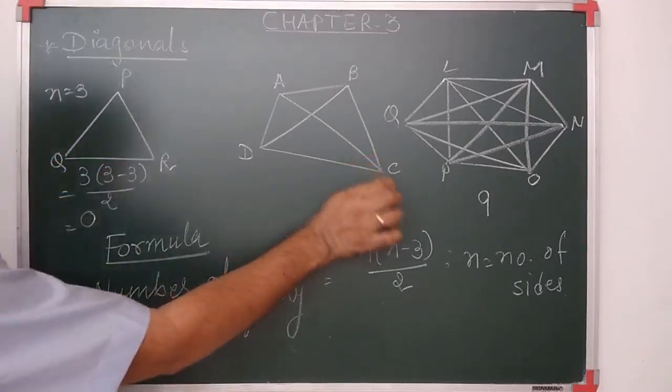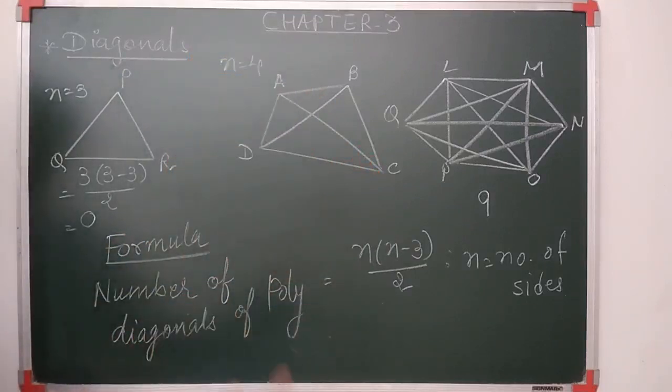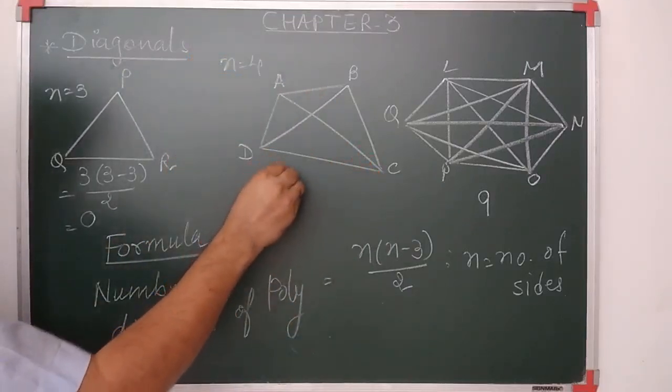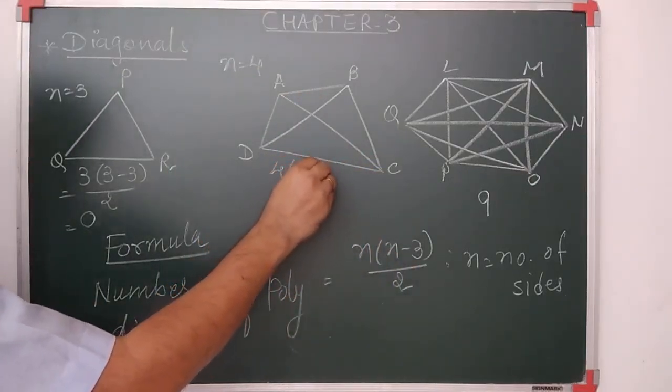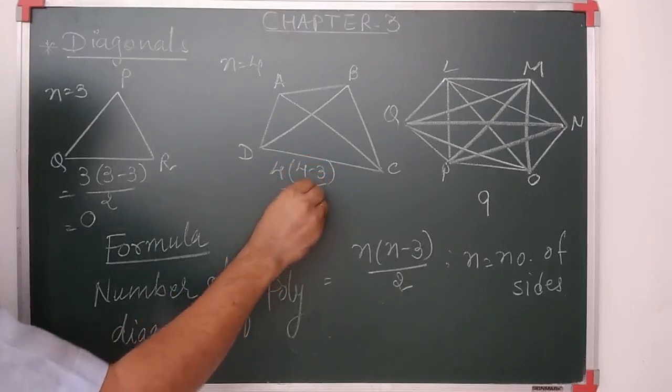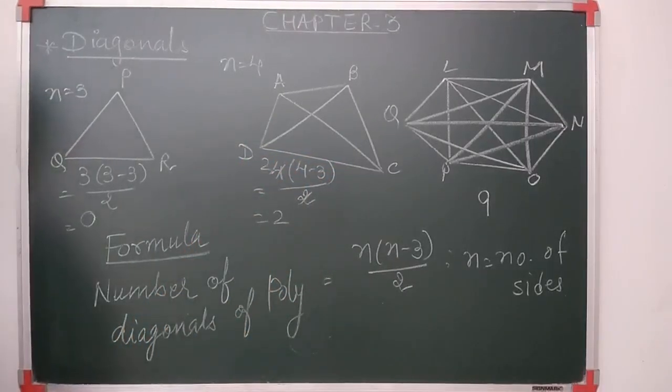Let me do the same for this. How many sides does it have? n is the number of sides, or vertices. So let me substitute 4. I am substituting n as 4 in this formula. 4 times (4 minus 3) upon 2. 2 twos are 4, so 2 into 1. So we obtain 2. I hope you are getting it.